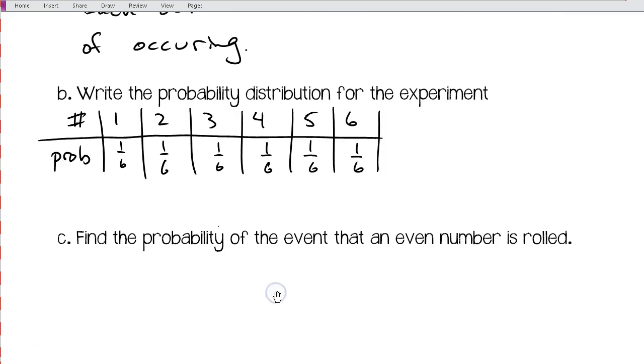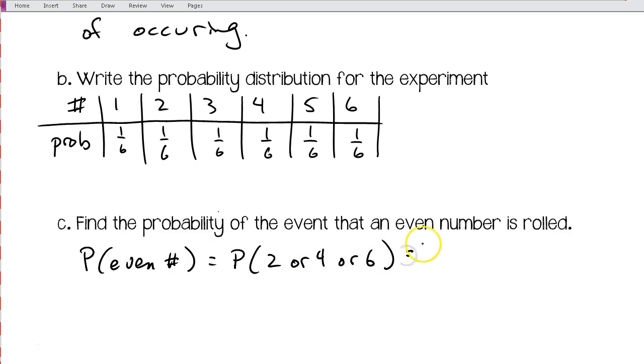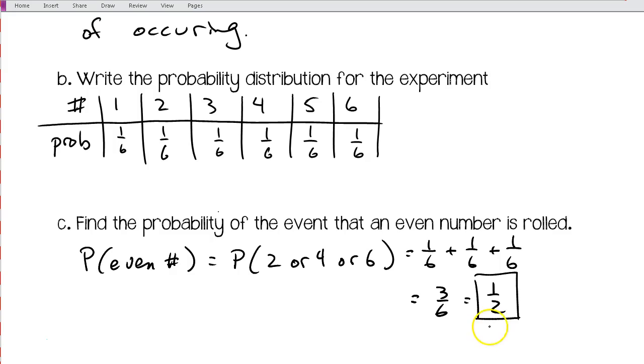And now we can find the probability of the event that an even number is rolled. So really what we're looking for is the probability of an even number, or we could think of this as the probability of getting a 2 or a 4 or a 6. So the probability of getting a 2 is 1/6, a 4 is 1/6, and a 6 is 1/6. So that gives us 3/6 or a half. So we have 1 out of 2 probability. Half the time we're going to get an even number according to our probabilities.